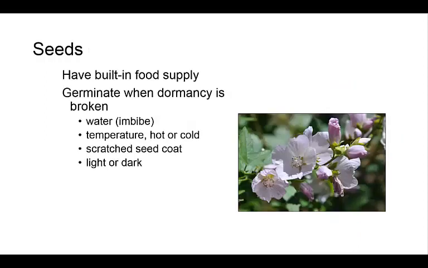So seeds have a built-in food supply, and they germinate when dormancy is broken. So the process of germination is that if you have a ripe seed, it needs to be able to take up water and rehydrate those dried tissues. It needs to experience a proper temperature for germination, which for most plants is fairly warm, although some cooler season plants can easily germinate at soil temperatures of 50 degrees or even colder.